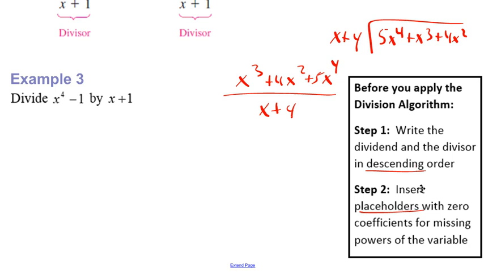You're going to need to insert a placeholder with 0 for the missing coefficients, or for the missing terms. So for example, to demonstrate that, I'm going to demonstrate that right here in example number 3. So let me just go ahead and dive into this.